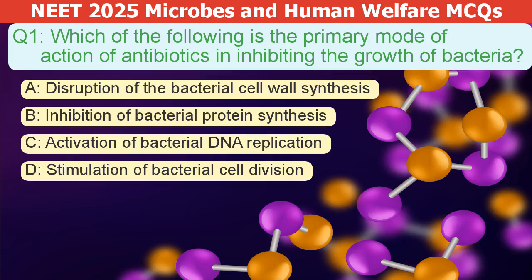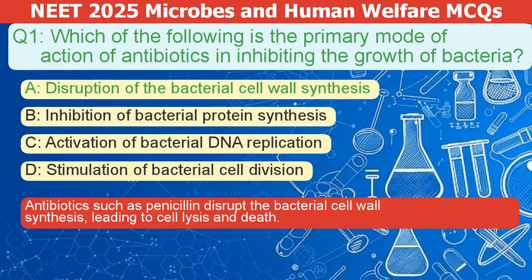Which of the following is the primary way antibiotics stop bacteria from growing? A. Disruption of the bacterial cell wall synthesis. B. Inhibition of bacterial protein synthesis. C. Activation of bacterial DNA replication. D. Stimulation of bacterial cell division. The correct answer is A. Antibiotics, such as penicillin, disrupt bacterial cell wall synthesis, leading to cell lysis and death.